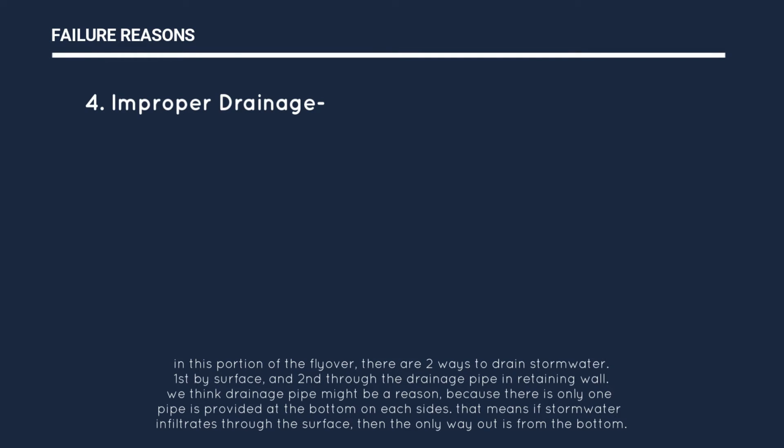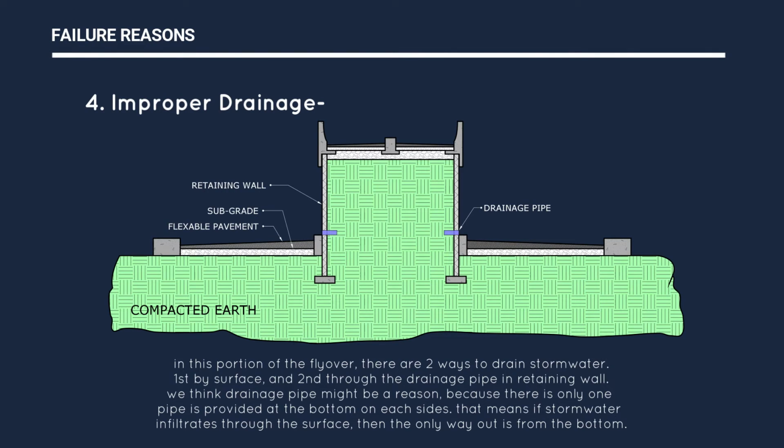Improper drainage. In this portion of the flyover, there are two ways to drain storm water: first by the surface, and second through the drainage pipe in the retaining wall. We think the drainage pipe might be a reason, because only one pipe is provided at the bottom on each side. That means if stormwater infiltrates through the surface, the only way out is from the bottom.